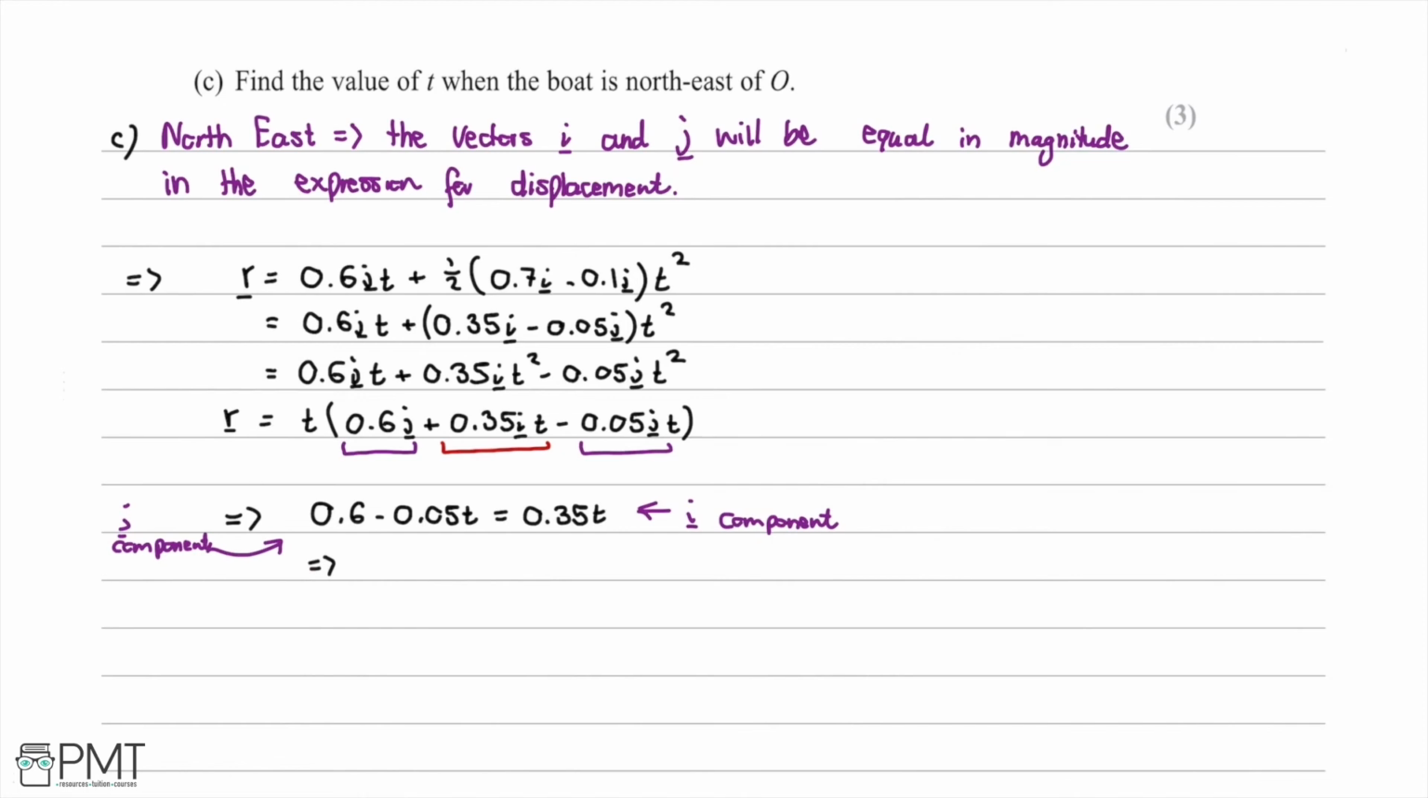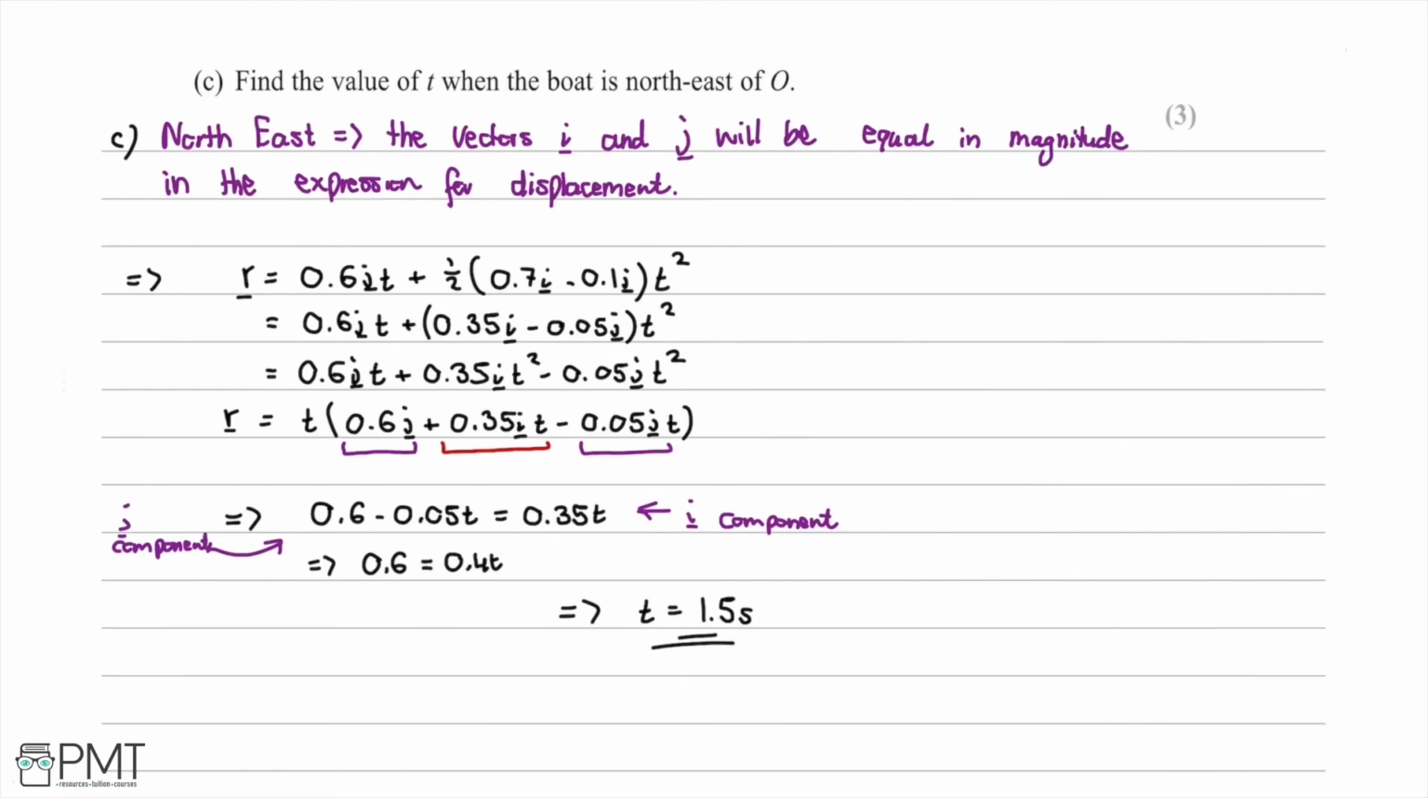So we'll have that 0.6 is equal to 0.4t, which implies that t is equal to 0.6 over 0.4, which is equal to 1.5, and we're dealing with seconds, so 1.5 seconds, and therefore we've completed the question.